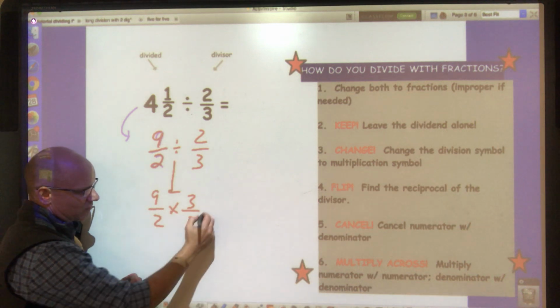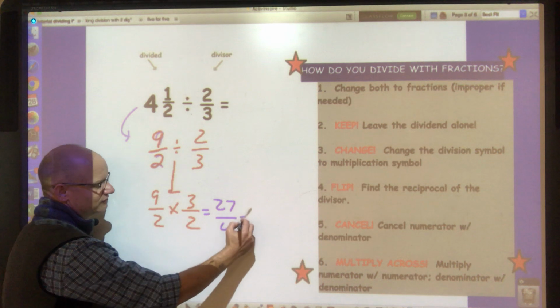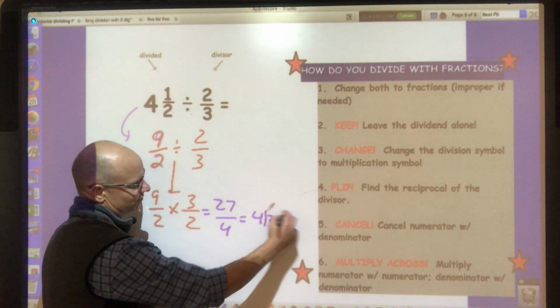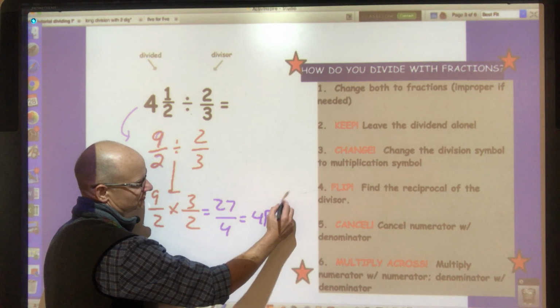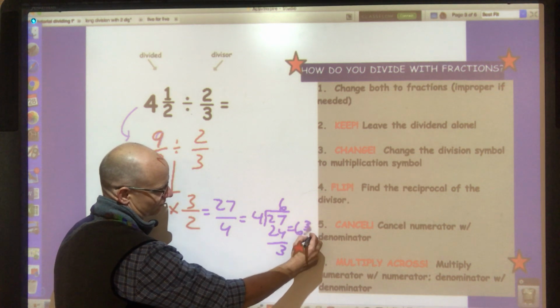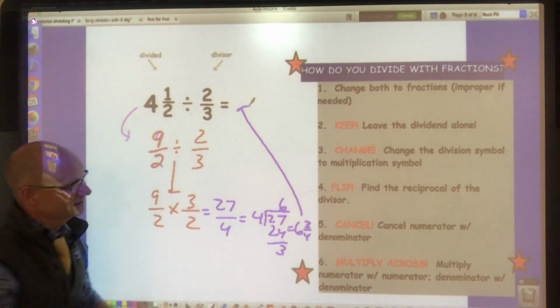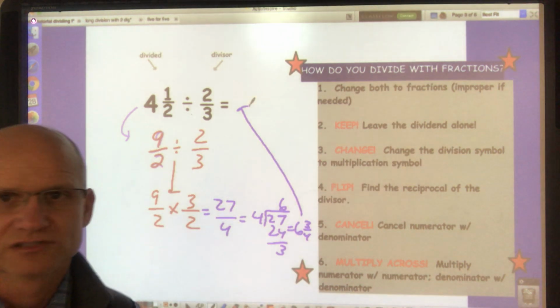So now all you do is multiply across, which gives you 27 fourths, and then divide 4 back into 27, which would be 6 times. So I get 6 3/4. So, questions?